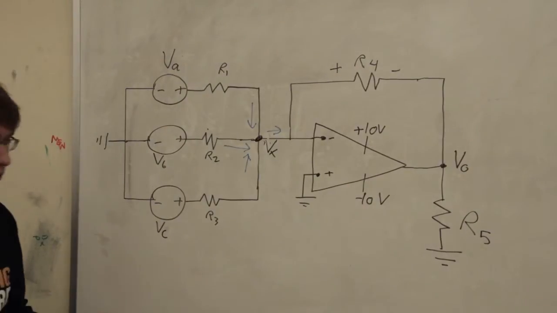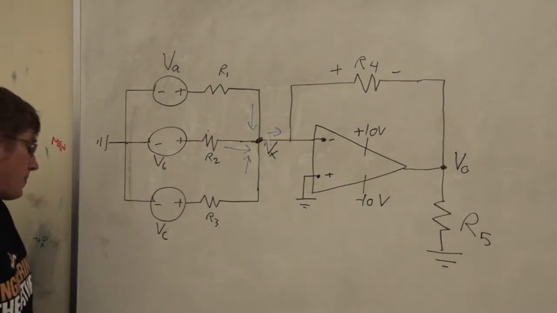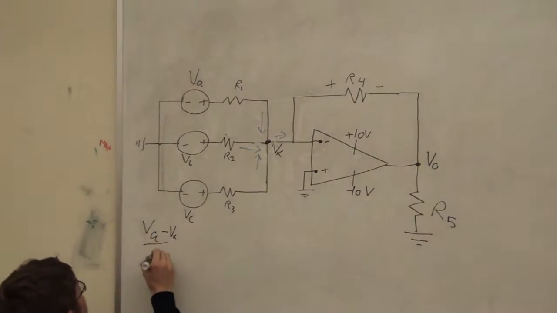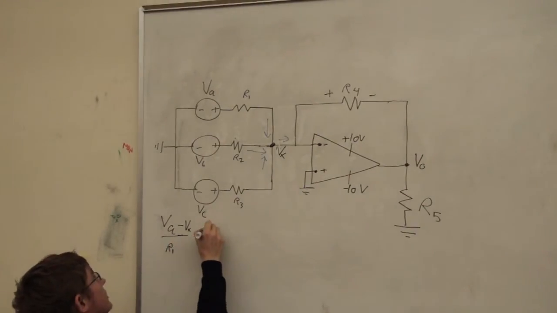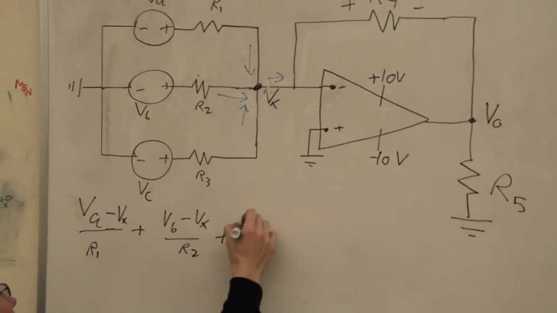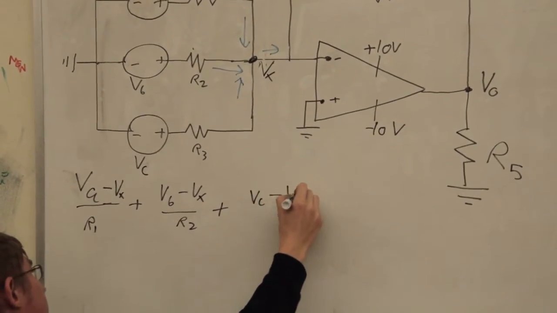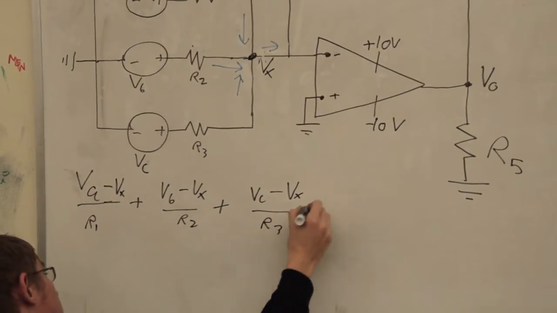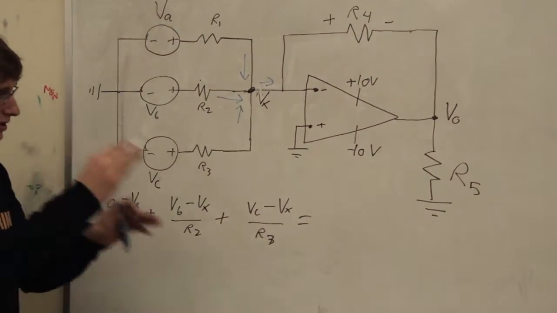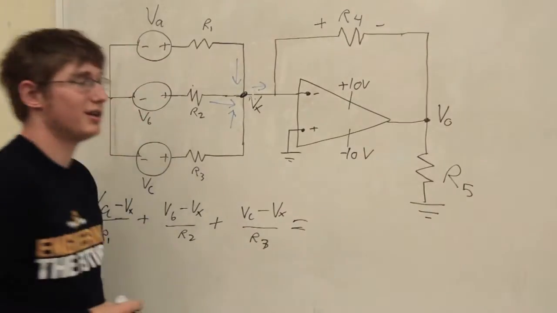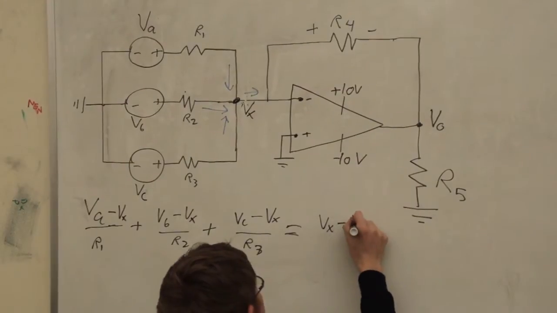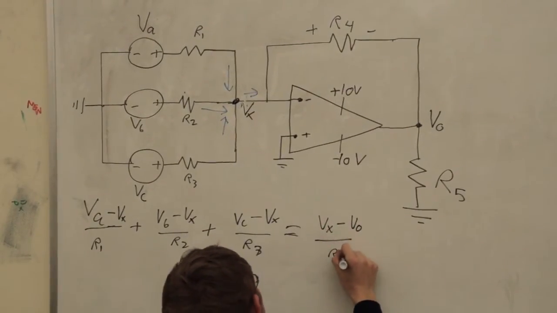So let's write out our node voltage equation. (VA minus Vx) over R1 plus (VB minus Vx) over R2 plus (VC minus Vx) over R3. That's the current coming into Vx, which is equal to the current coming out, which is simply (Vx minus V0) over R4.